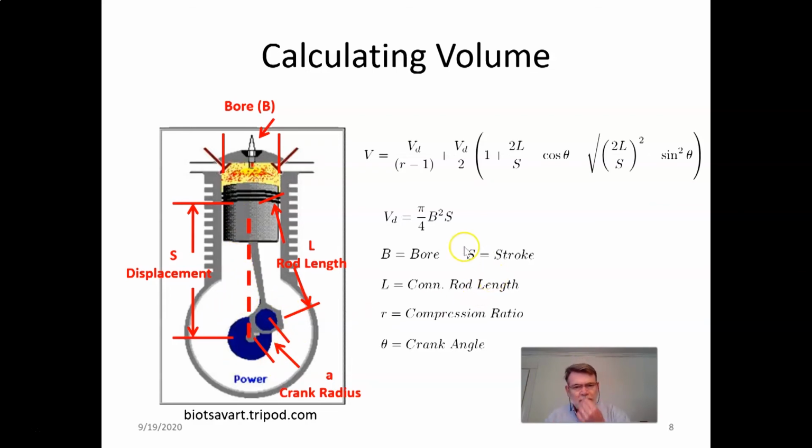So here are the parameters we just spoke about. Vd, the volume here, the bore, the stroke, the connecting rod length L here, compression ratio R, and here is theta, which is the crank angle.